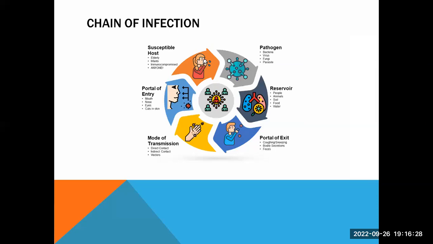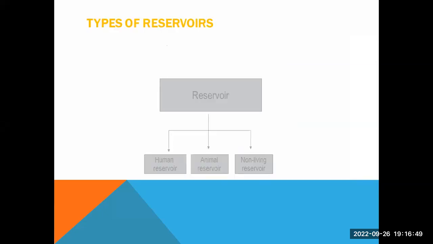Then we have the reservoir, and we'll be talking about this in a couple of minutes. And then we have our portal of entry, which can be through the mouth, the nose, the eyes, or even cuts in the skin. And then we have the portal of exit, which can be the feces, other bodily secretions. And we have the mode of transmission that we will also be talking about in a couple of minutes.